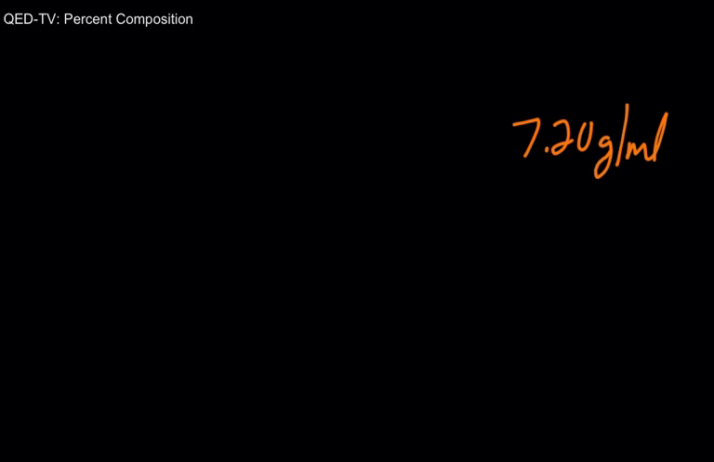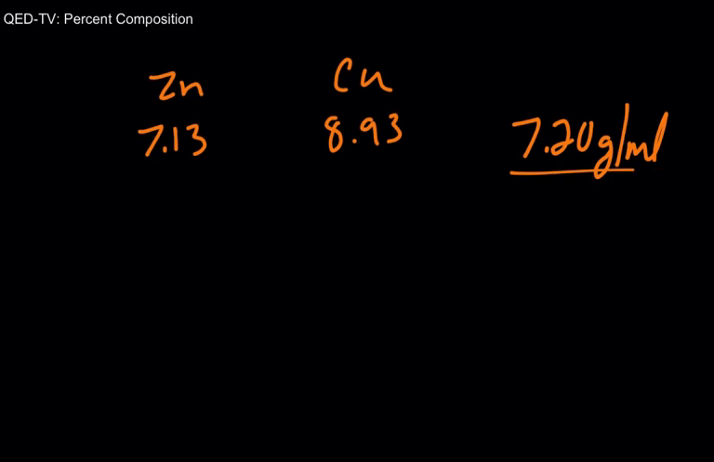But I'm just going to use it. I'm going to pretend we got 7.20. Well, we know that the penny is made of zinc and copper. The density of zinc is 7.13. The density of copper is 8.93. And what we're trying to do here is the reverse problem. We're trying to figure out what percent of this penny is zinc and what percent is copper if the overall density of the penny was 7.20.